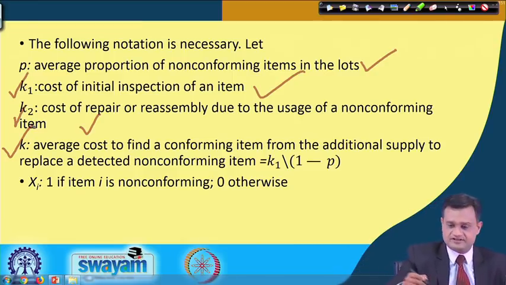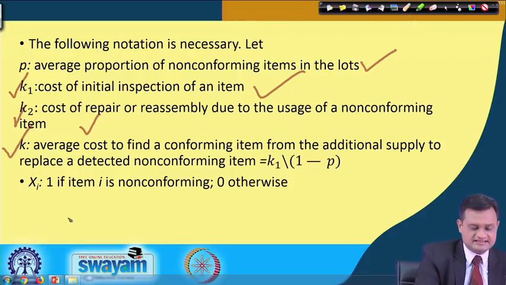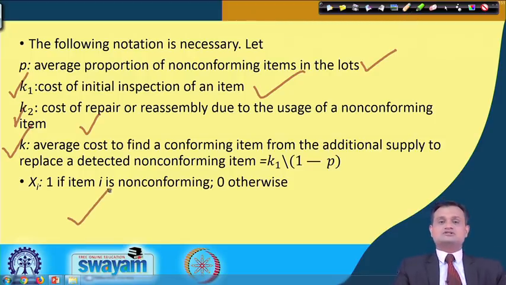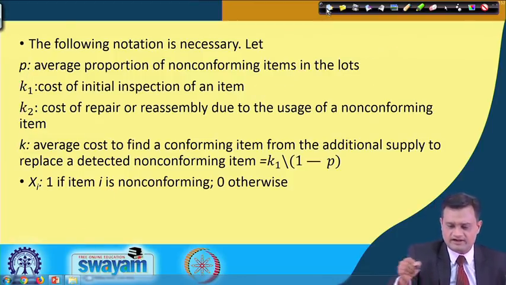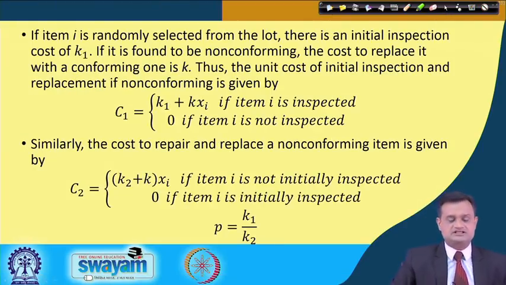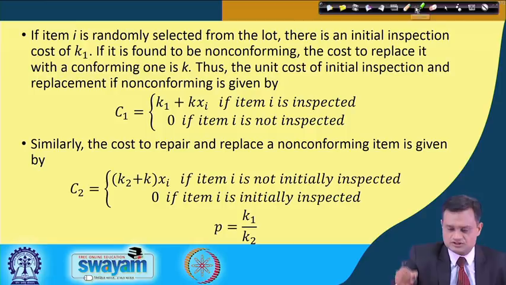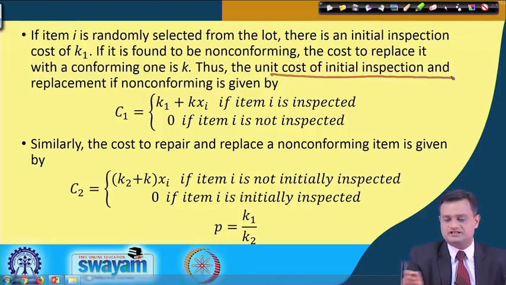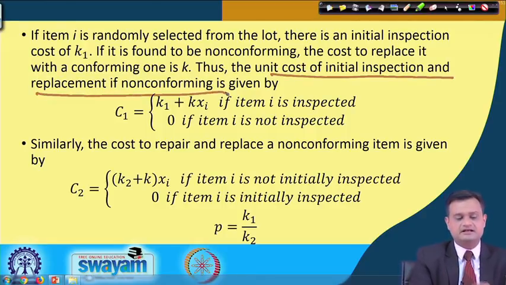So this is really interesting, and Xi is 1 if item i is non-conforming, 0 if it is conforming. Once you have understood these terms, the remaining part is just a matter of computation of cost. I will say the unit cost of initial inspection and the replacement if non-conforming is given.